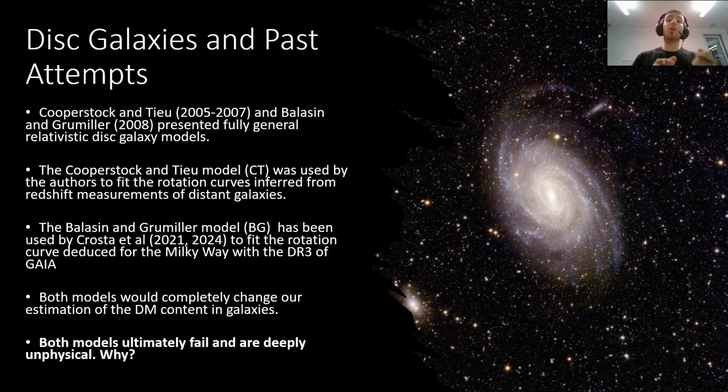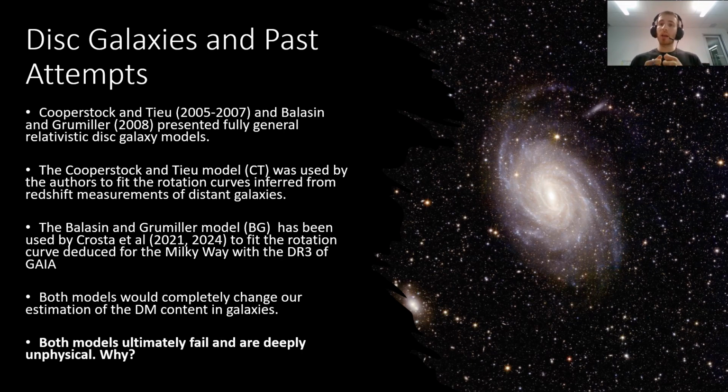Both Cooperstock-Tieu and Balasin and Grumiller proposed already fully general relativistic galaxy models. The first, the CT model, was used to fit the rotation curves of galaxies far away from us, so rotation curves from redshift, while the BG model has recently been used to fit the rotation curve inferred from the proper motion of stars measured by the Gaia satellite. In both cases, if these models were completely usable with no issues, they would completely redefine our understanding of the dark matter content and of our universe as a whole.